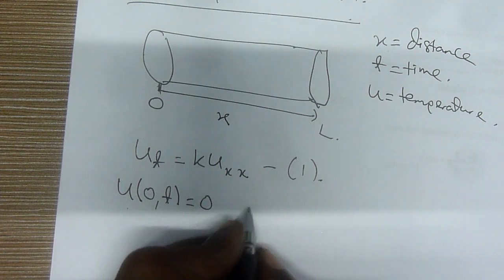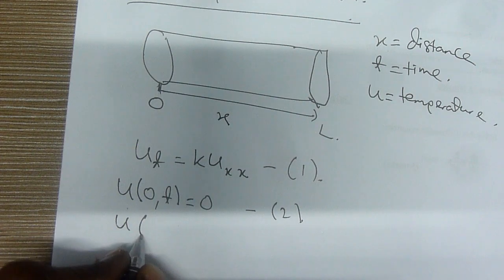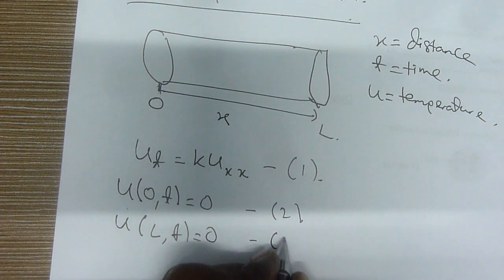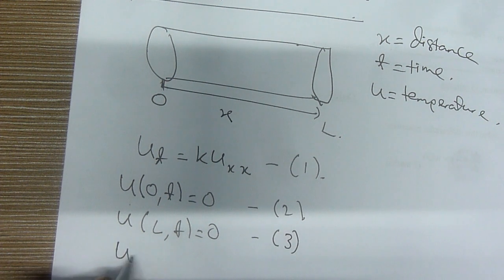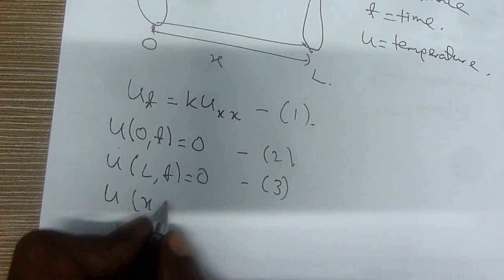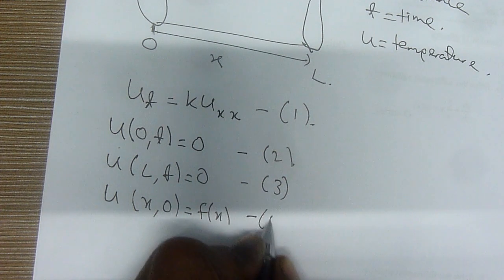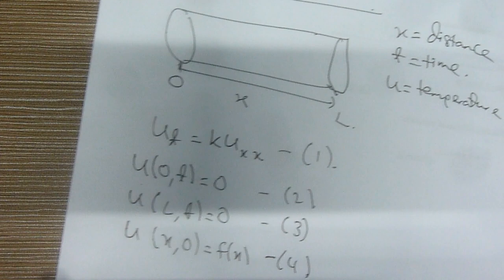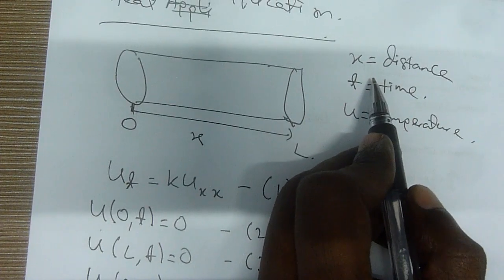We call it a condition. But what condition is this? Let me write it down first: u(L,t) equals 0. How many conditions will you see? Three conditions. For the heat equation, you will see three conditions: u(0,t), u(L,t), and u(x,0) equals f(x).